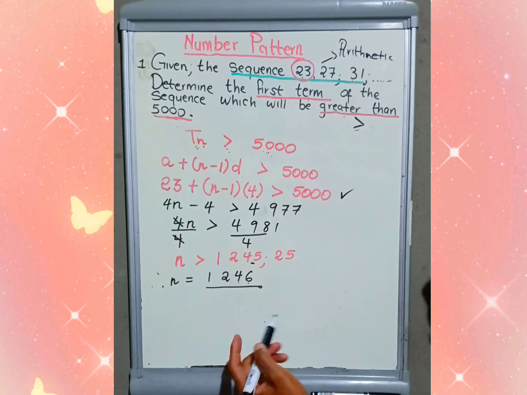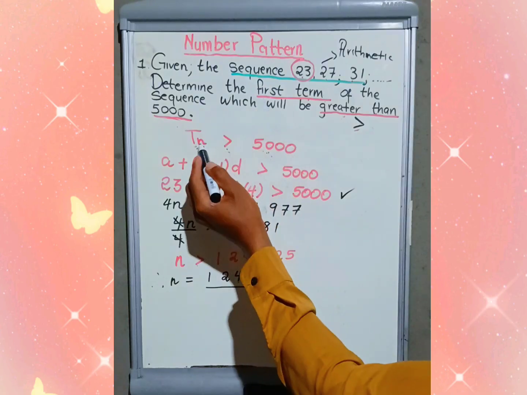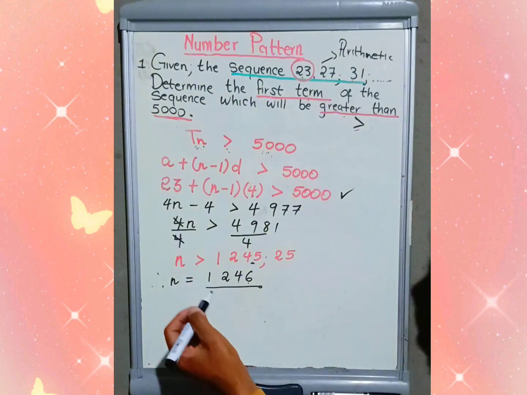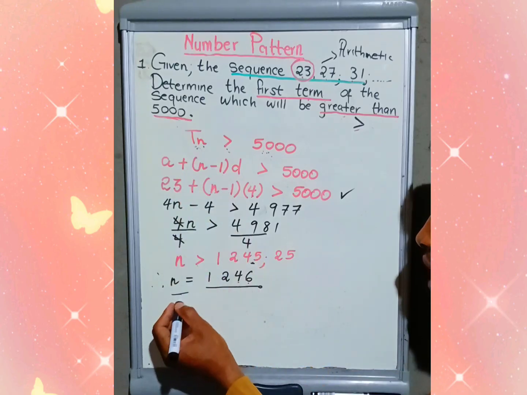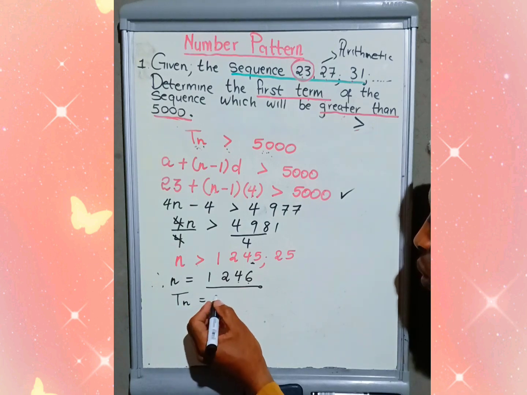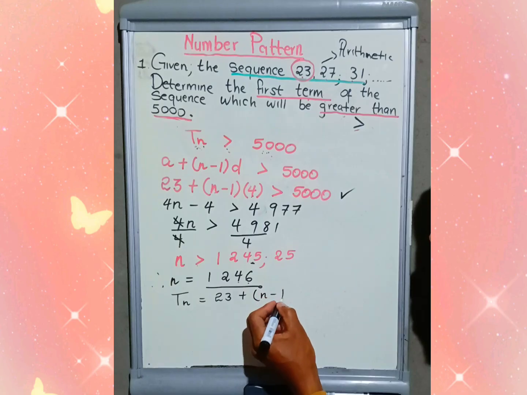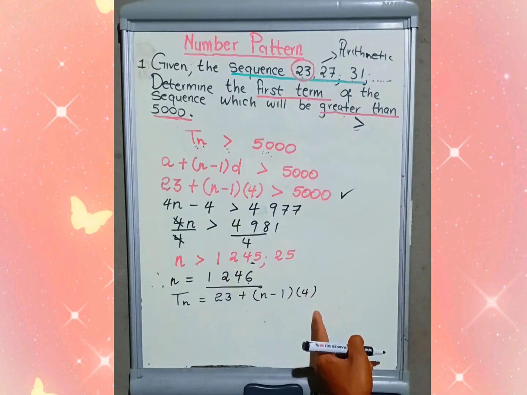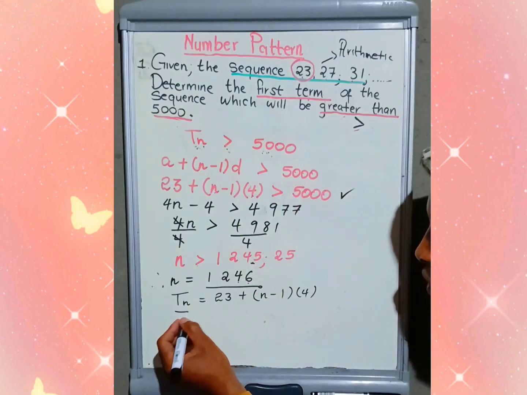Therefore, let's check. We don't need the value of n, but we need the term. The term must be greater than what? 5,000. Let's check. How are we going to calculate that term? We're going to look at Tn, where a is 23 plus n minus 1, and d is 4. Do you see that? That is the formula for the arithmetic sequence.